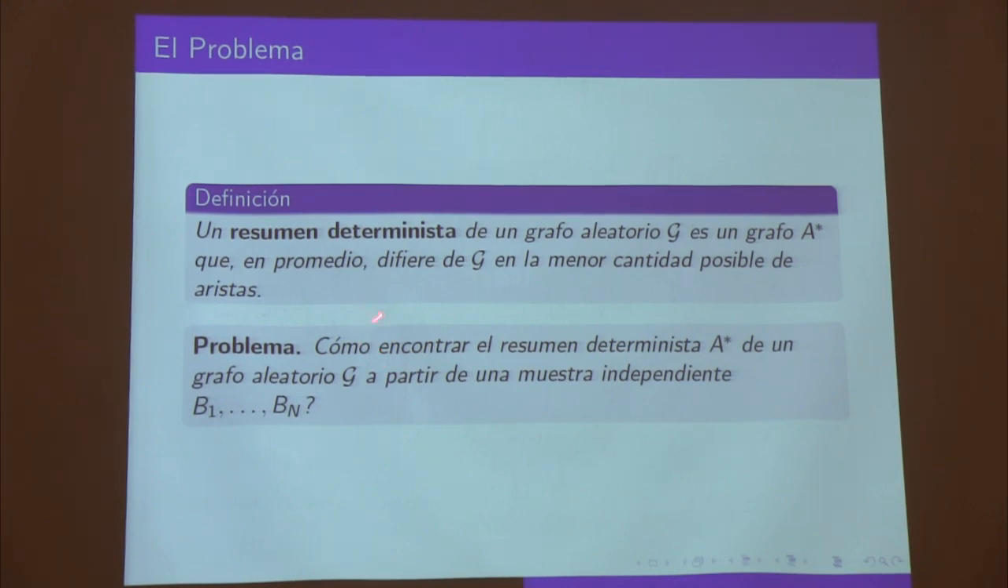I want to try to find deterministic summaries of graphs. What does that mean? Let me read the definition. A deterministic summary of a random graph, calligraphic G, is a normal graph A star.